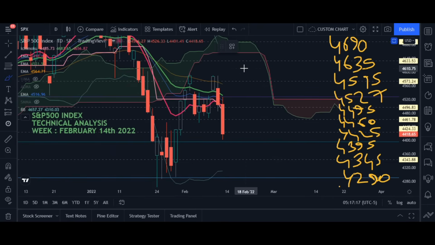Now let's first do the technical analysis. This is the lower band of the Bollinger Band. This is the median of the Bollinger Band. Market has closed between the lower band and the median, which means the market is bearish.